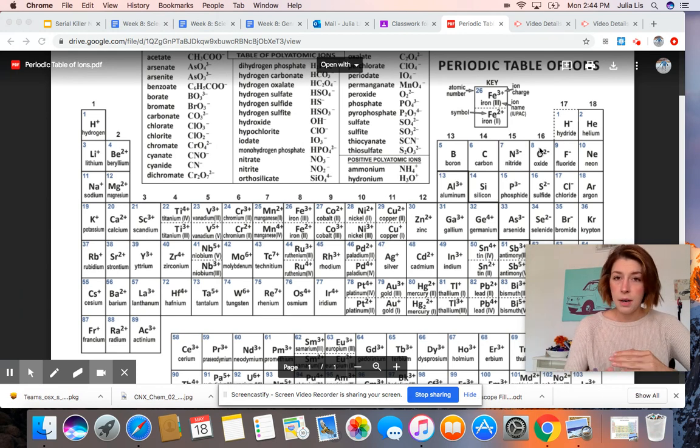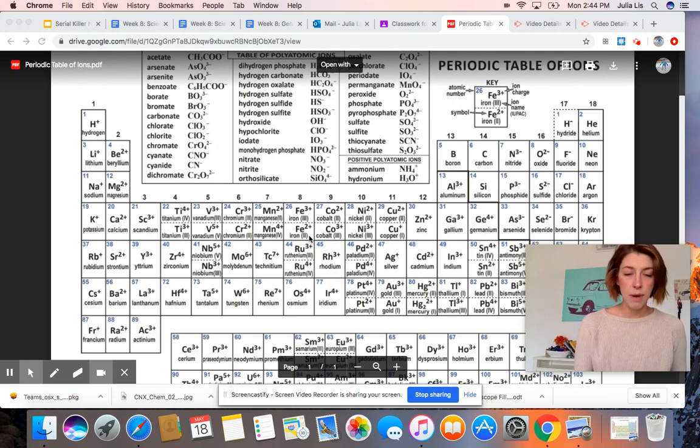The other component were multivalent ions here. Multivalent ions are all your transition metals, like copper, nickel, manganese, iron. You notice that they have 2 options here. So when we're writing the names and the formulas, it's important that we know which one is correct. Are we using iron 3 plus or are we using iron 2 plus?